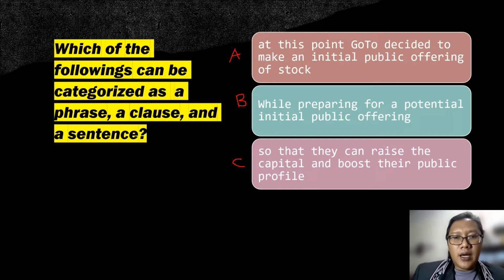Statement A. At this point, GoTo decided to make an initial public offering of stock. Statement B. While preparing for a potential initial public offering. And statement C, so that they can raise the capital and boost their public profile. Use your time. Which one is a phrase, which one is a clause, and which one is a sentence?